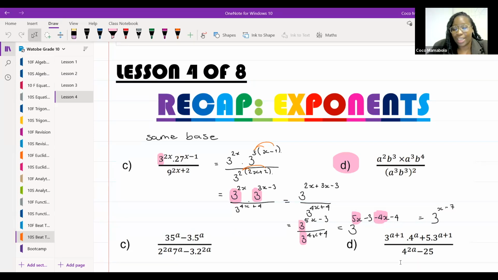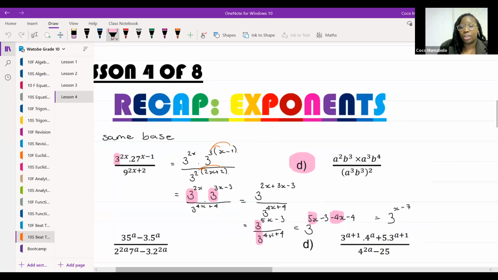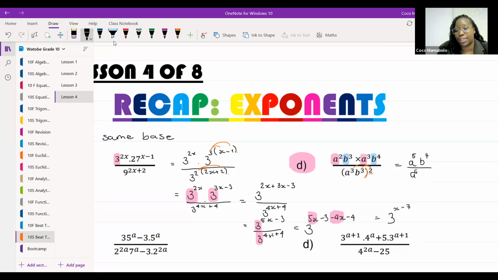All right, guys. All right, that's time. If you're not quite done yet, guys, just follow along with us as we go. All right, so we're going to note that our like bases on the top here are a and a. So we're going to have a to the power of, like bases being multiplied, add the exponents, a to the power of 5. And then we're going to look at the b's as well, b and b. That's going to give me b to the power of 7 over, I've got a bracket and an exponent, so I'm going to multiply this into the bracket, and I'm going to end up with a to the power of 6, b to the power of 6, right?